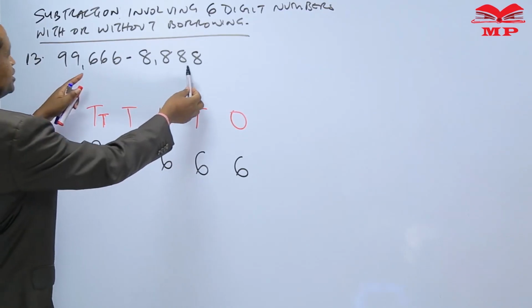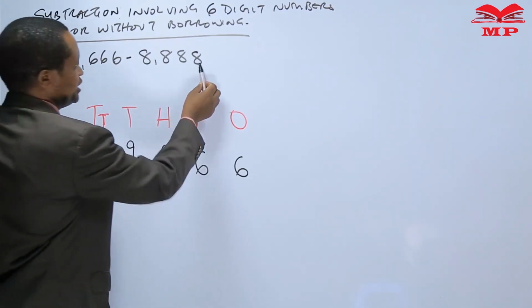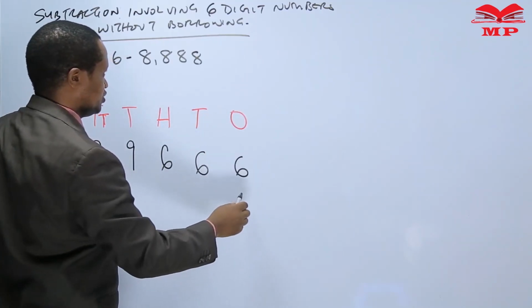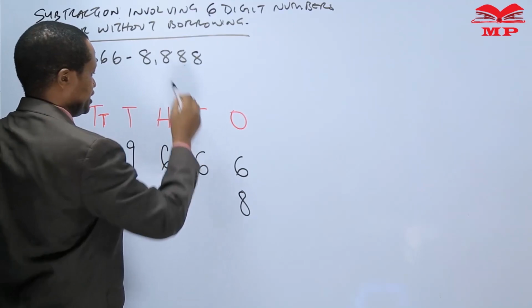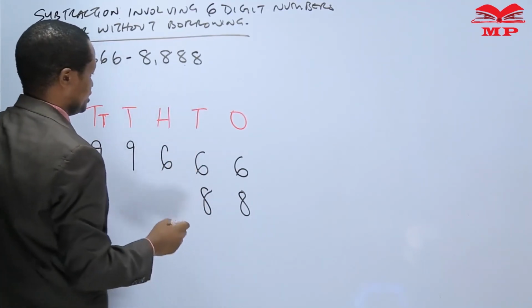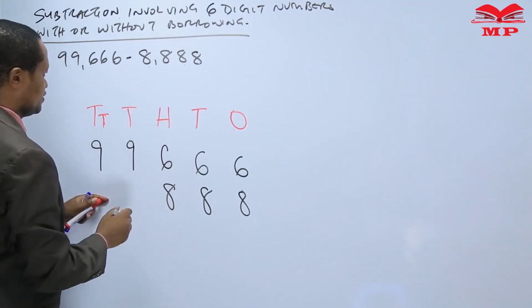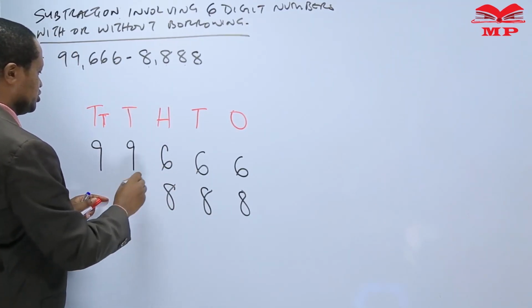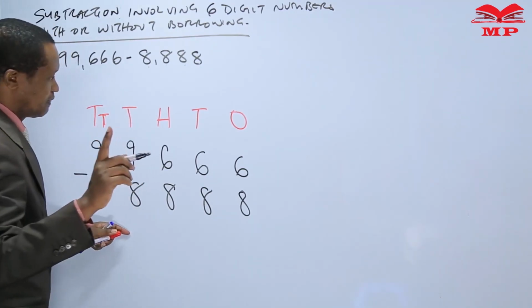The second number is 8,888. This 8 comes under place value of ones. Next 8, place value of tens. The next 8, place value of hundreds. The last 8 is in the place value of thousands. So that is what you do first.